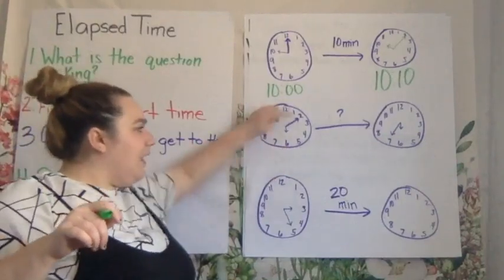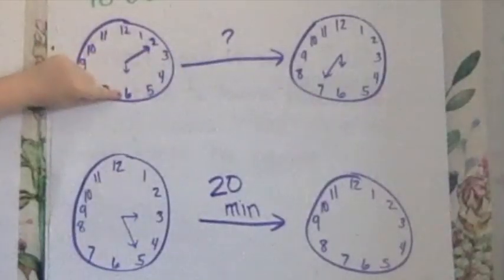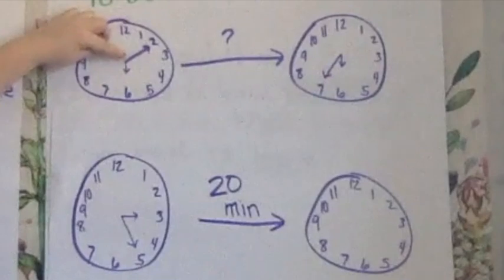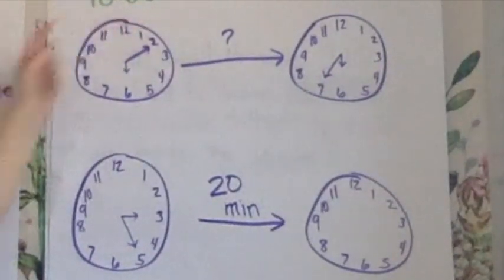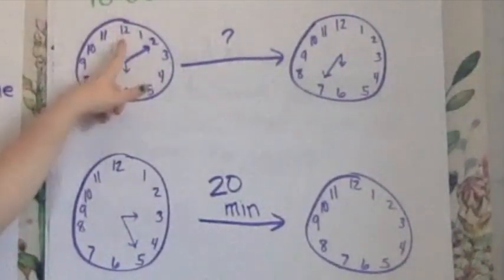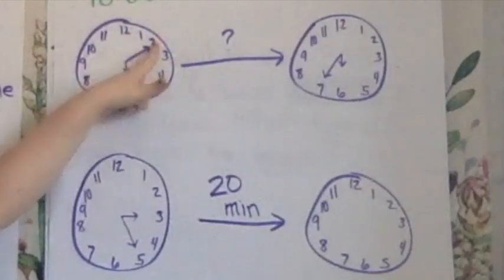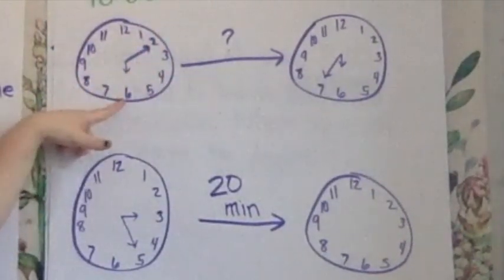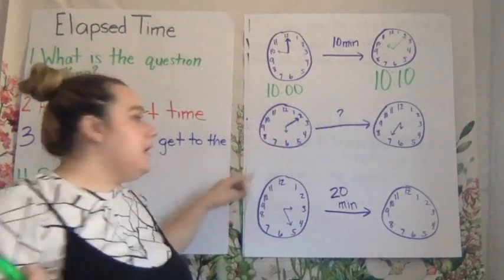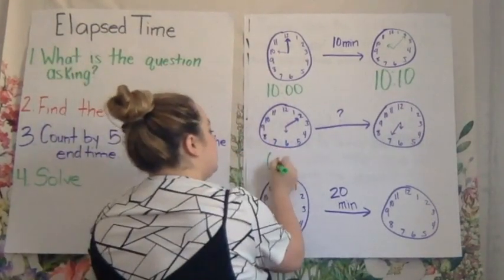Next one. I see the little hand is pointing to the 6 and the big hand is pointing to the 2. So I need to count by 5s. 5, 10. I know it is what time? 6:10. Good. So I can write 6:10.